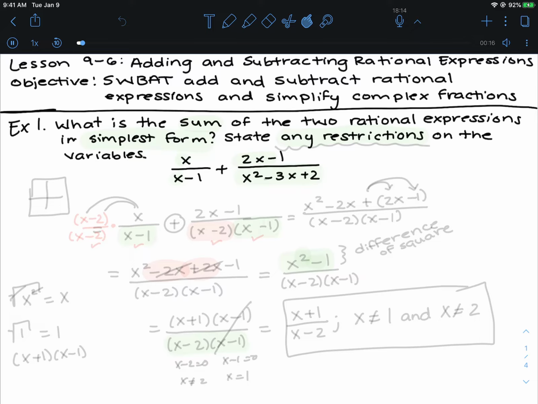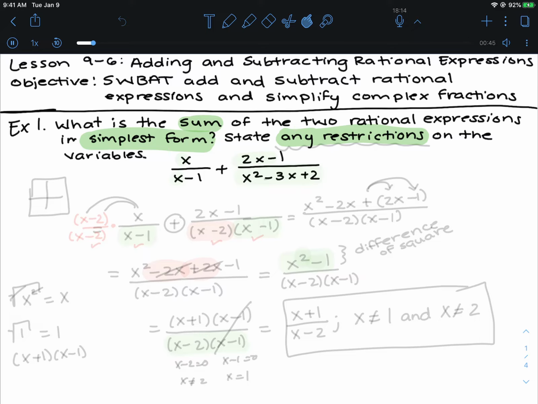So we want to find the sum of the two rational expressions in simplest form. Okay, so they want us to simplify that. The other thing that they want us to do is state any restrictions on the variables. This second part is going to help us with the lesson for tomorrow with understanding what it is that we need to find.